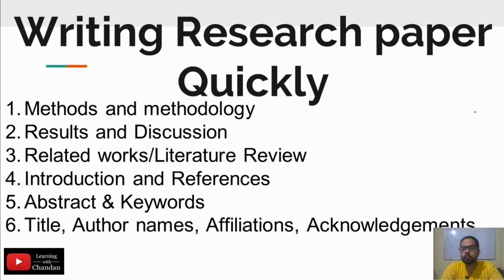Now I am going to share with you a very nice trick by which you can write a research paper very fast. When you are doing your experimentation, at that time you have to write the methods and methodology part along with doing the experiments. When you are doing your work, along with that you write this part. Now when the experimentation part has been done, then you write the results and discussion part.